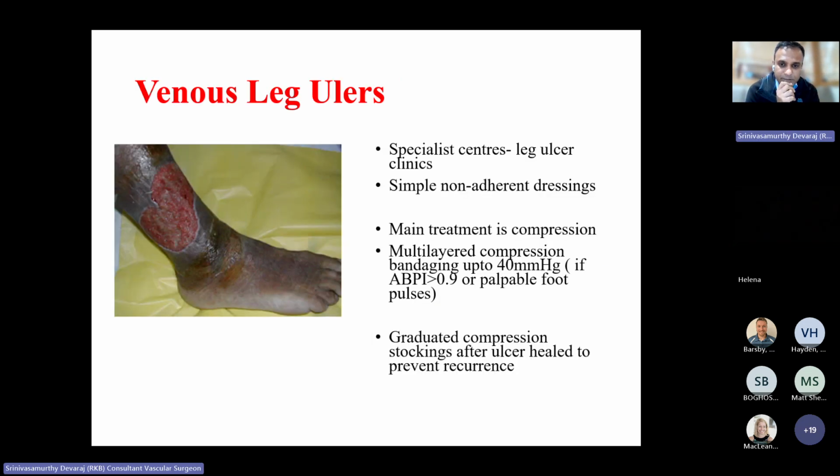I think I've got a few last slides. So venous leg ulcers. Essentially, they're usually managed in the community ulcer clinic, but the main treatment for them is multi-layered compression bandaging and leg elevation as much as possible.